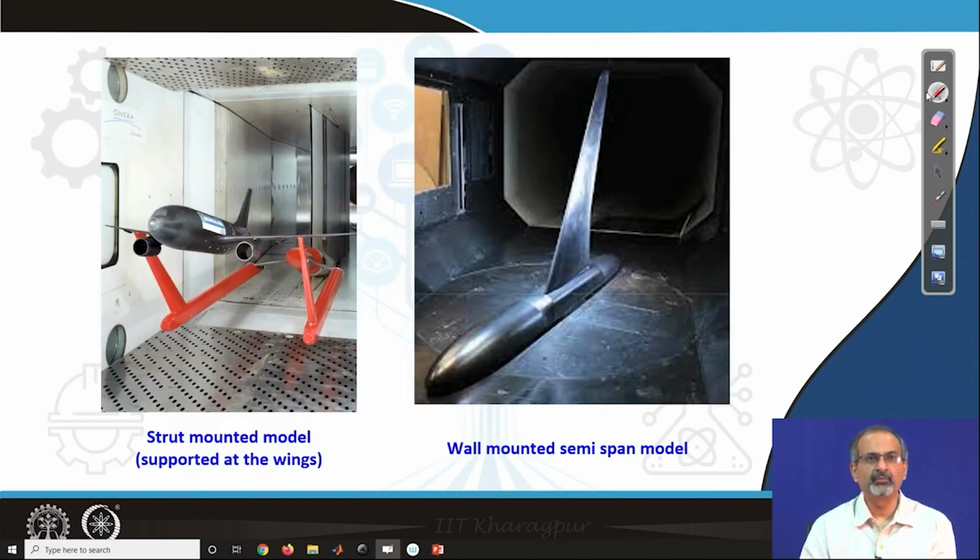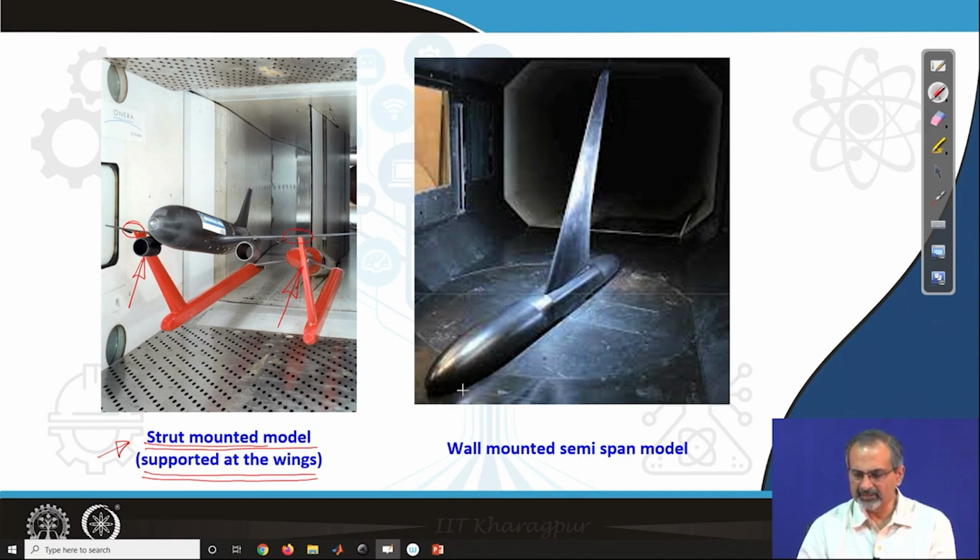There are a few more examples here. You have an aircraft model which is mounted on two separate supports, and the supports are located on the bottom portions of the two wings. This kind of support is called a strut mounted support. So the two wings of the aircraft are used for supporting the aircraft model. This is called a strut mounted arrangement for mounting the model.